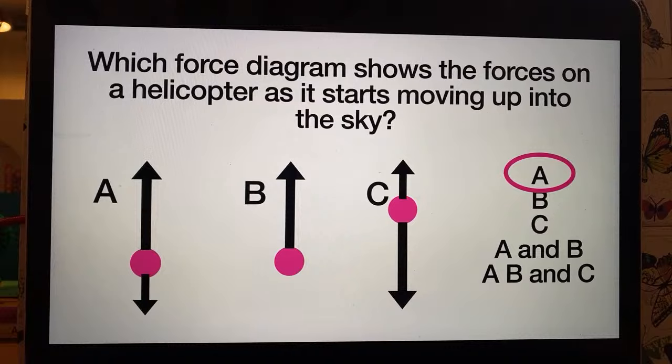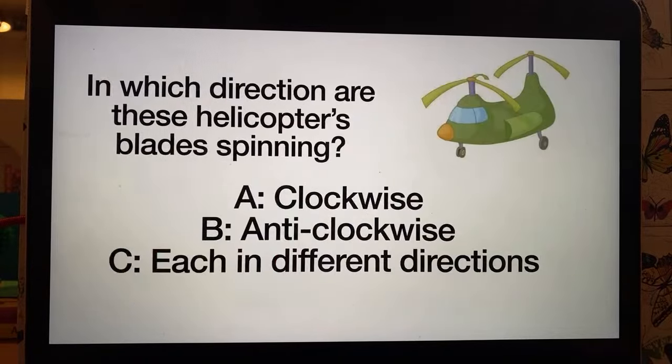Everything has weight. Even on Mars, everything has a weight, right? Mars has gravity, which is pulling things down. So well done if you got that it was A. And if you didn't, I'm kind of pleased because hopefully I've taught you something.